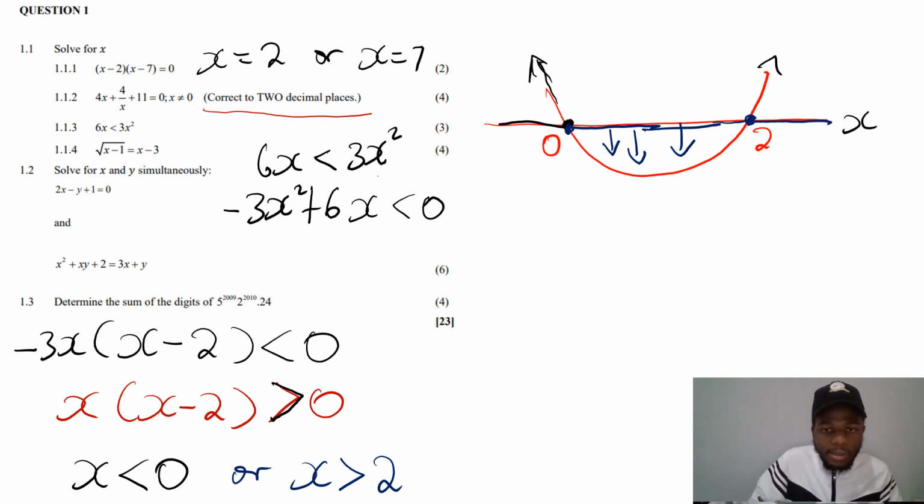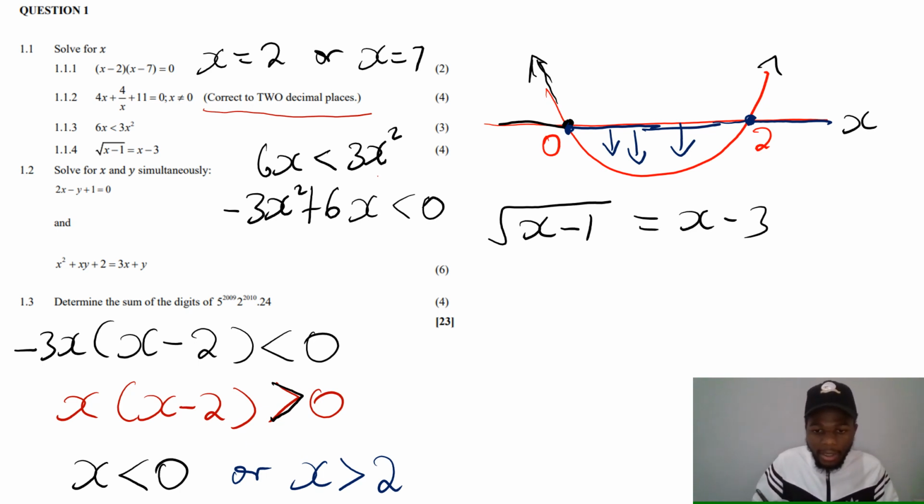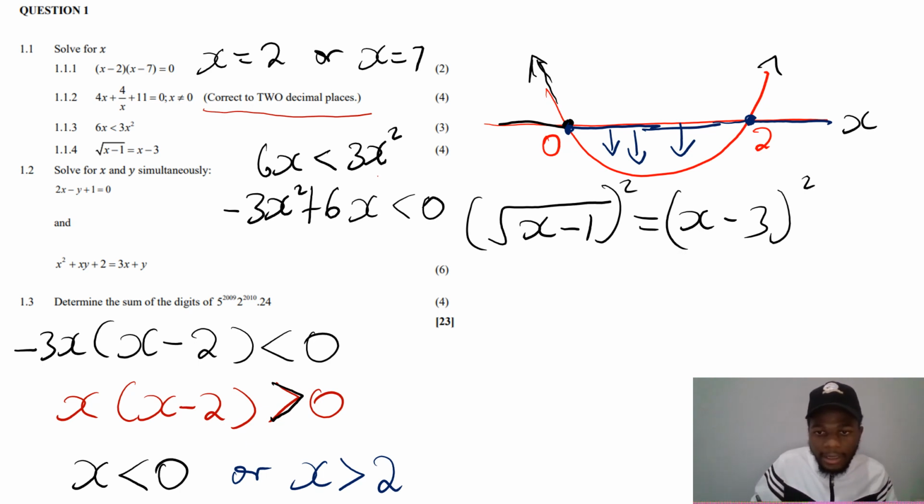The next question: we're given the root of x minus 1 equal to x minus 3. This is one of the easiest equations to solve, because what you are looking for is inside the square root. How are you going to remove that square root? You're going to square both sides, right? You're going to square everything.